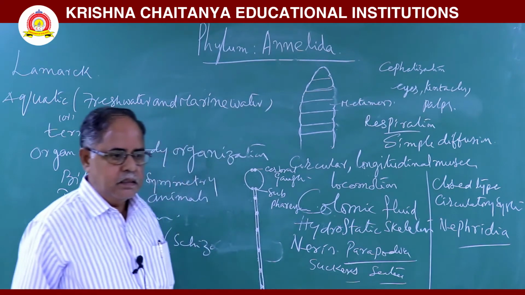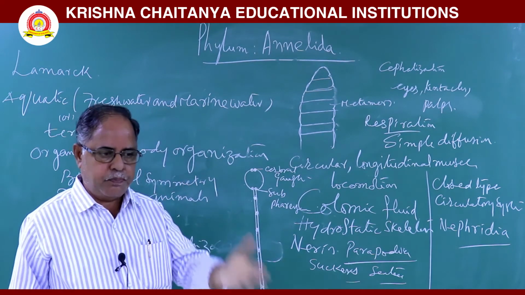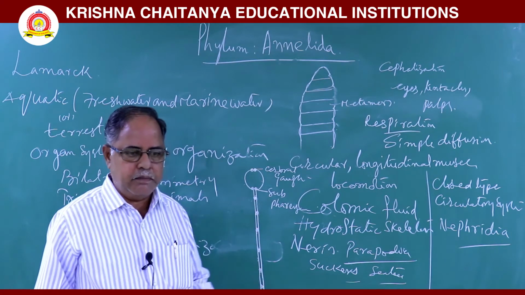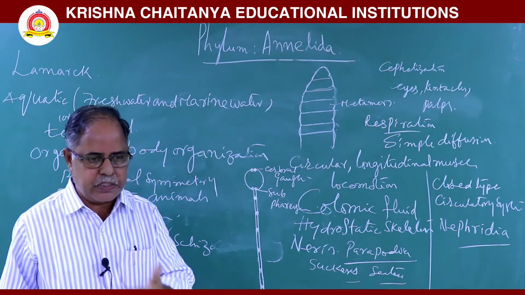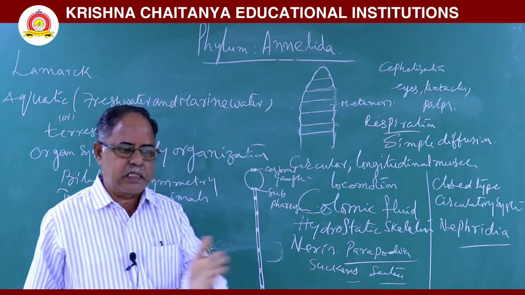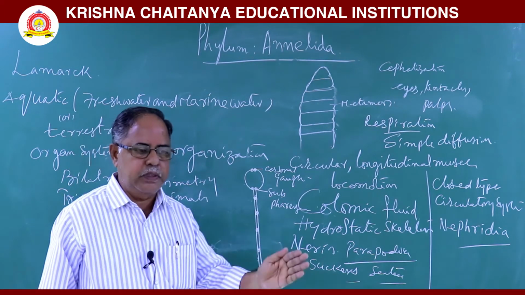Next, in some animals, sexual reproduction occurs. Some animals are unisexual, some are bisexual. Unisexual means the sexes are separate; male and female animals are separate. For example, Nereis.